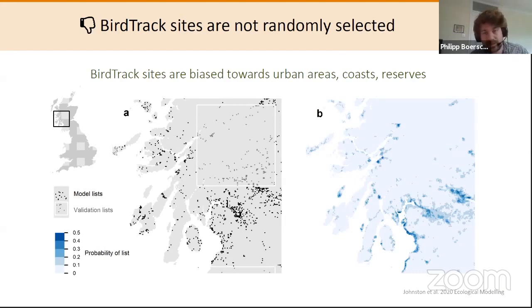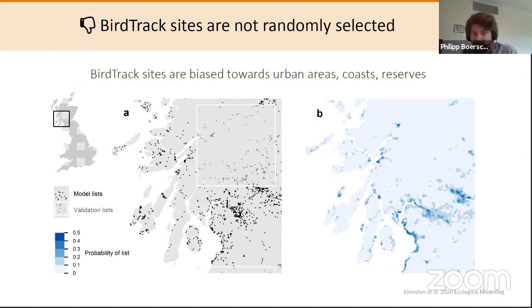Unfortunately, as Thomas said earlier, these BirdTrack observations are not random at all. This is a figure from a great paper that Ali Johnston just published a couple of months ago on the BirdTrack data set, and this is a map of the area around Glasgow, and you can see that the spatial bias of this unstructured citizen science data is very much geared towards the coast, towards the urban centers, and it's what we find. People go to nice places, people go to places close to where they live.